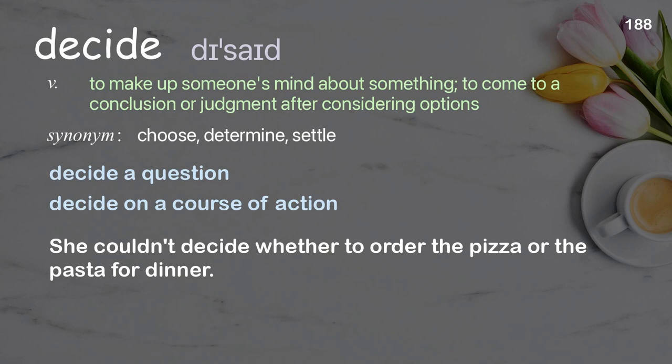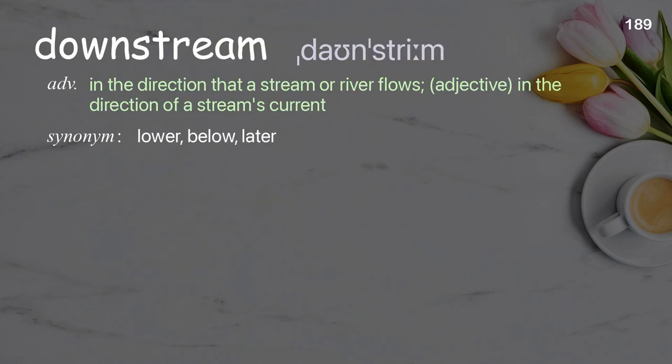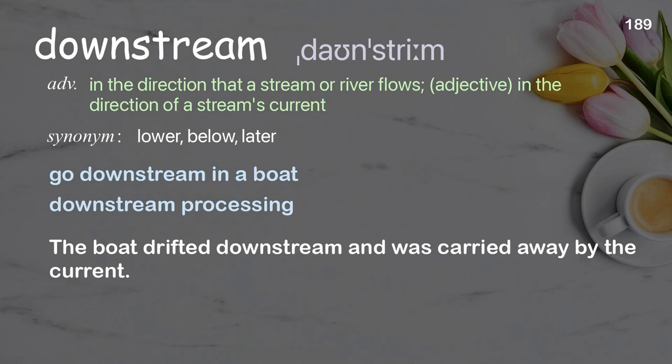Downstream. In the direction that a stream or river flows. Adjective, in the direction of a stream's current. Examples: go downstream in a boat, downstream processing. The boat drifted downstream and was carried away by the current.